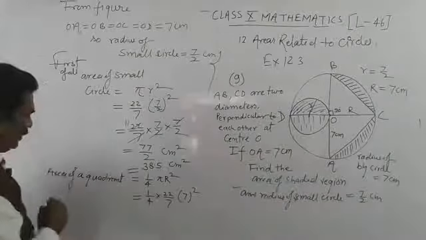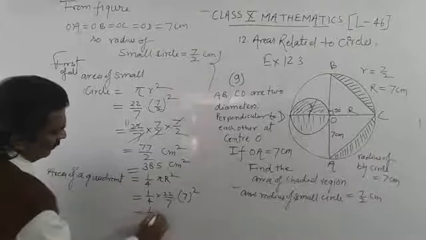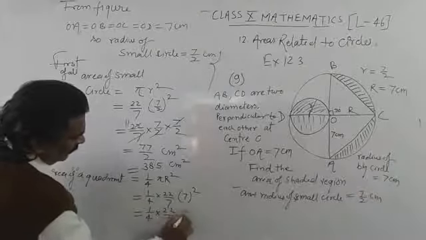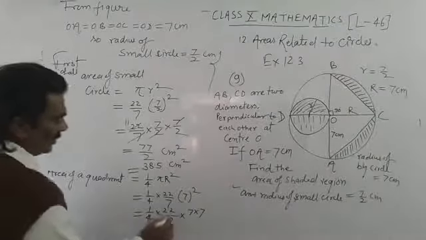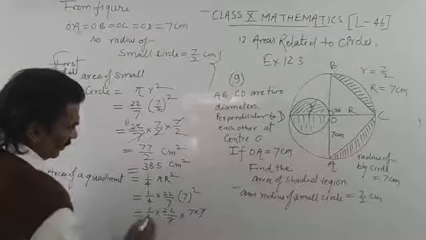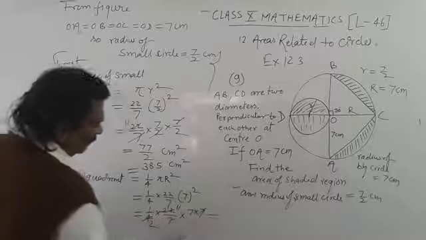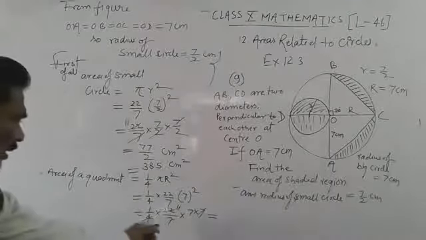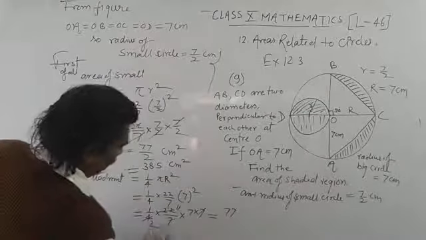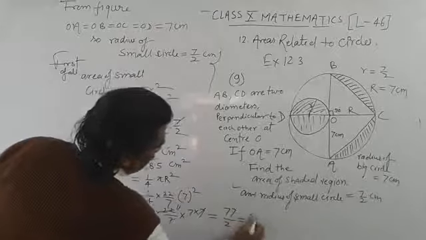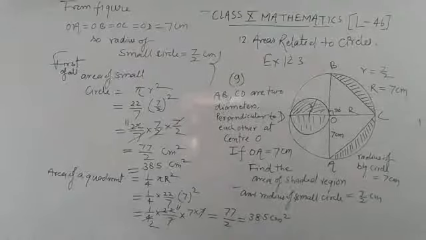So now for this area of the quadrant, 1/4 multiplied by 22/7 multiplied by 7 into 7, 1/4 pi r square. 7 cancels out. Now students, 2 2 4, 2 11 22. It becomes 11 7 77 and downside 2. That is 38.5 centimeter square. So students, this is the area of the quadrant.